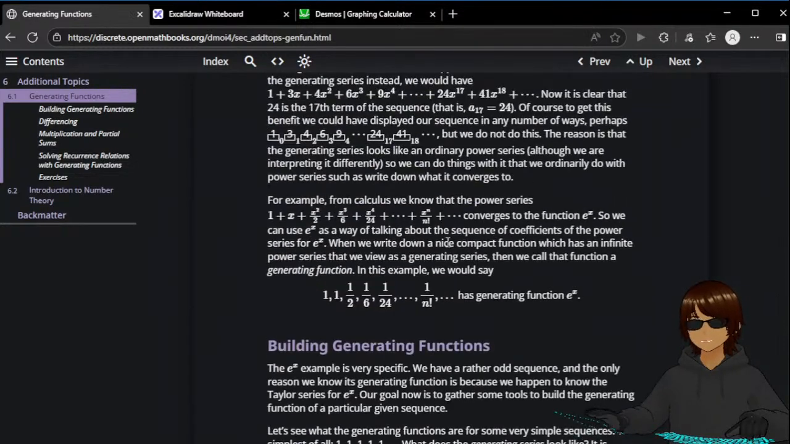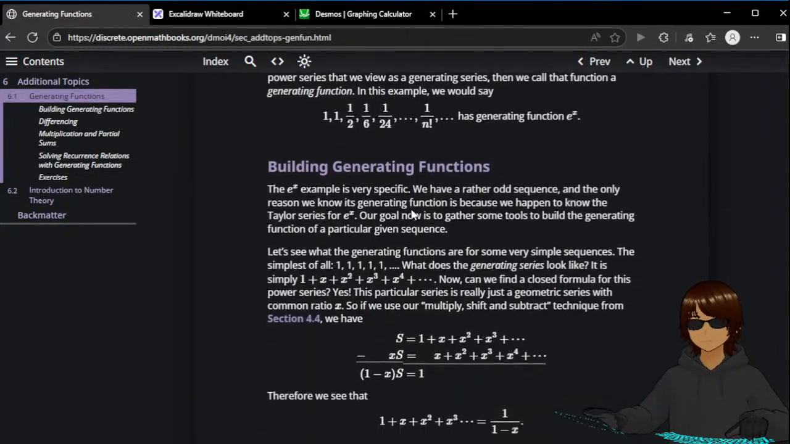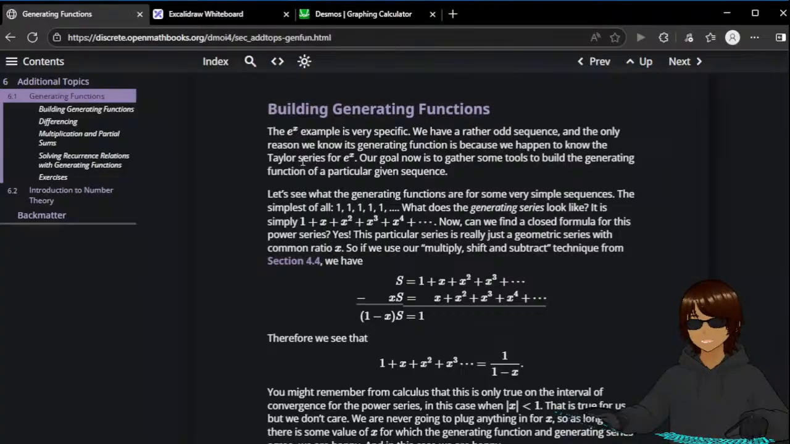I still don't get the use of generating functions. The e to the power of x example is very specific. We have a rather odd sequence, and the only reason we know its generating function is because we happen to know the Taylor series for e to the power of x. Our goal now is to gather some tools to build the generating function of a particular given sequence.